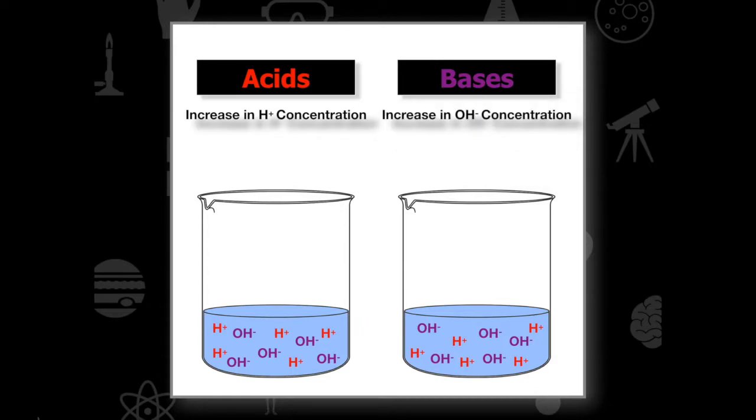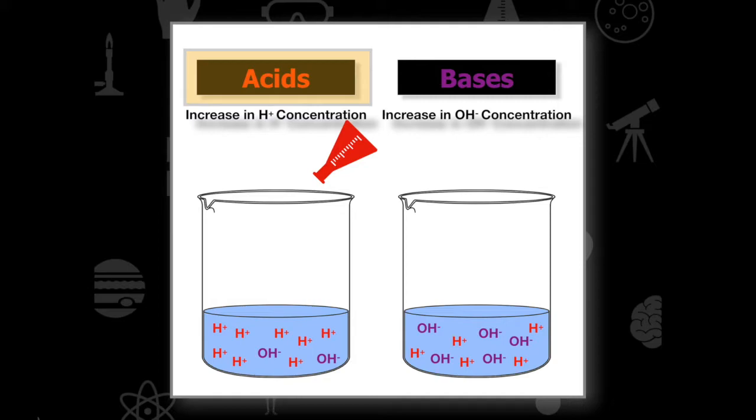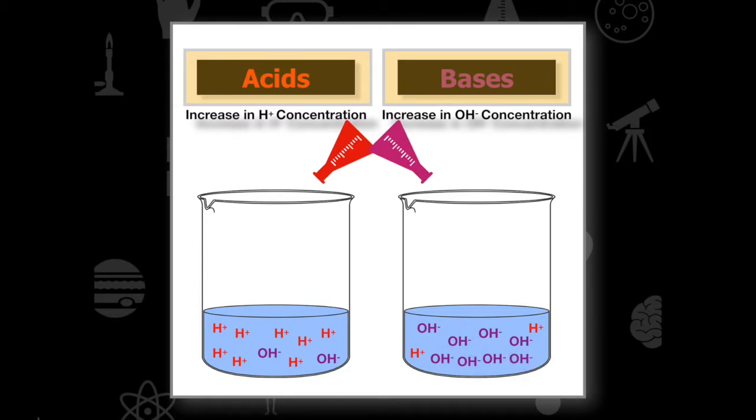If we increase the number of OH ions, or hydroxide ions, in the solution, we're getting a basic solution. So if I add in hydronium ions and create an acid, what I'm doing is creating an unequal amount of H plus to OH minus, and the solution is acidic. Now, if I add in OH ions, I'm creating an uneven amount of hydroxide ions compared to our hydronium ions, and now the solution is basic.